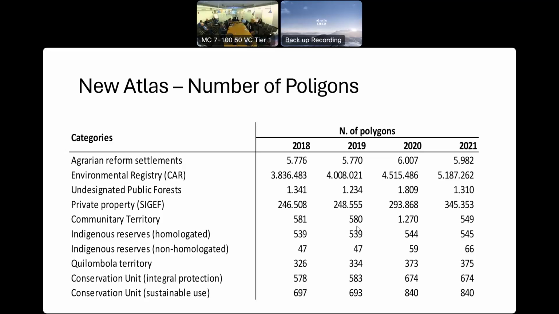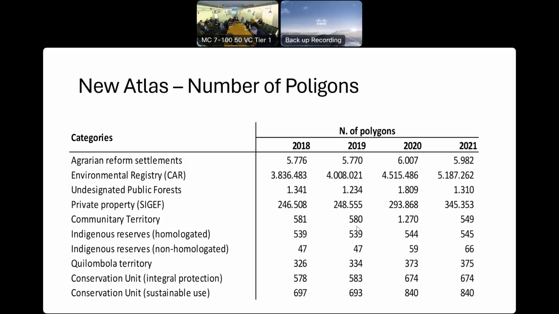So most of them are in CAR, rural settlements. And you see, so for each year, what happens? And then undesignated public forest, this is another category that I don't like very much, but we use it. The CIGEF, this is still rather small. So we use quite a bit of the information of the CAR because CIGEF doesn't have all the information. And nevertheless, it's the most accurate information on the legal side, let's say. The community territories, indigenous reserves that are homologated, and so on.